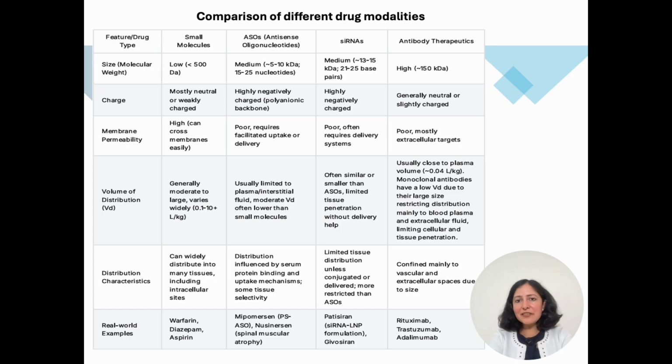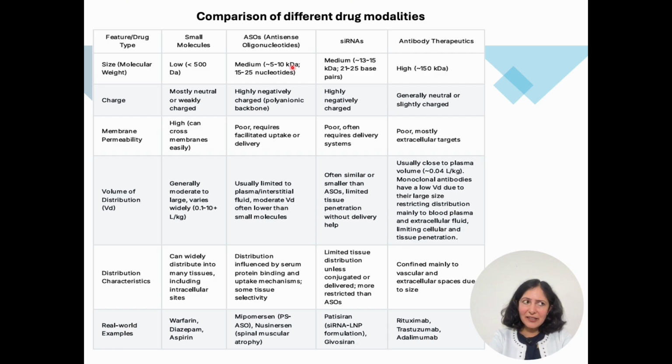This table compares the distribution properties of different classes of drugs. This includes small molecules, antisense oligonucleotides, siRNA, and antibody-based therapeutics. Small molecules are generally low molecular weight. They are often neutral or weakly charged, and hence they can cross the membrane easily. As a result, they usually show moderate to high volume of distribution.